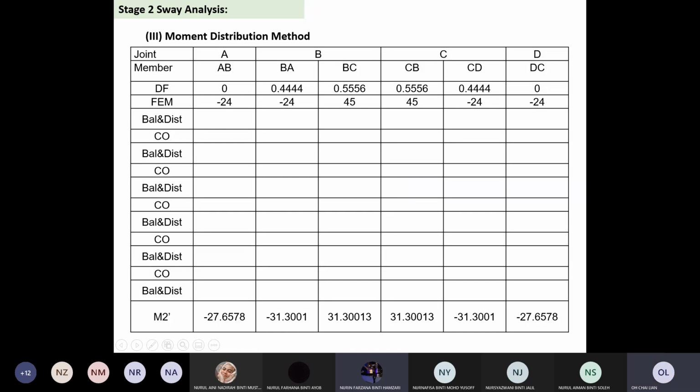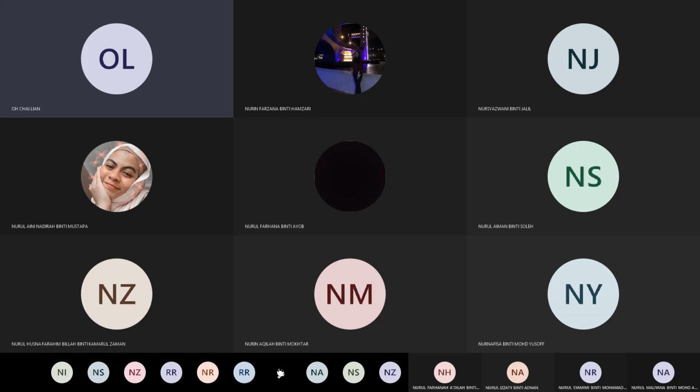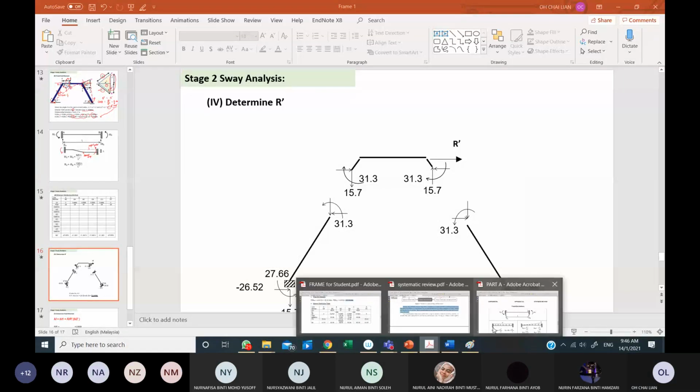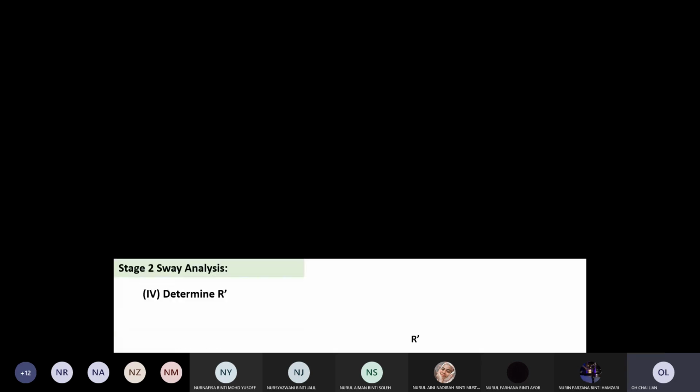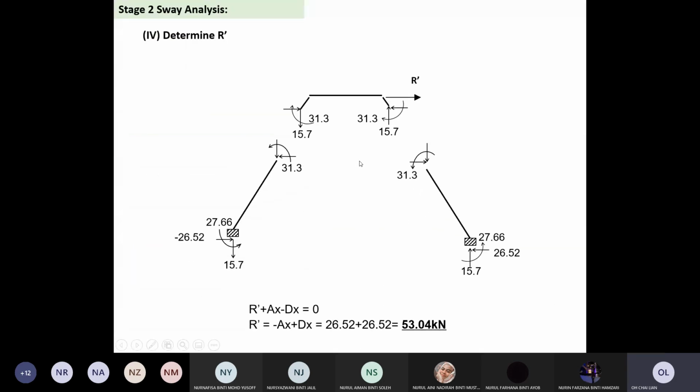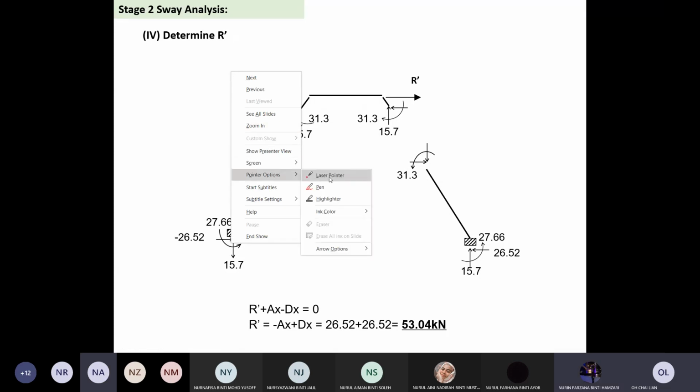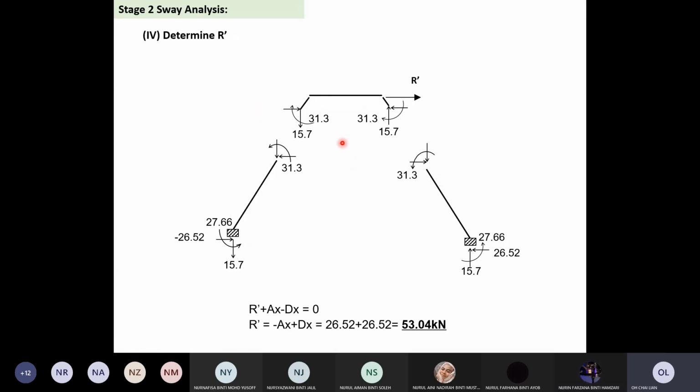Doctor, yes, we are still in the slide, the table tadi. So let me check. So now I'm in this slide. Can you see determine R prime? Yes. Okay, sorry for that.